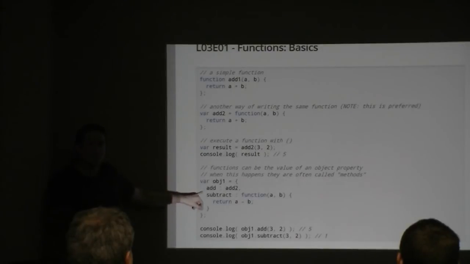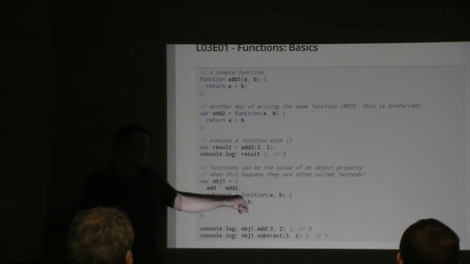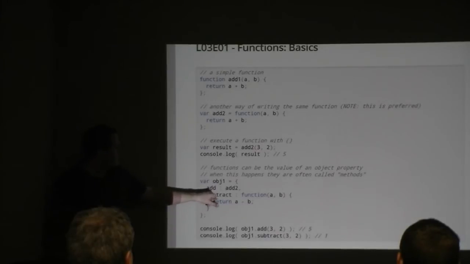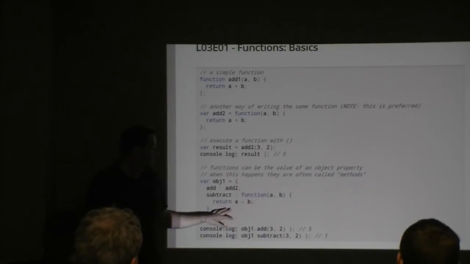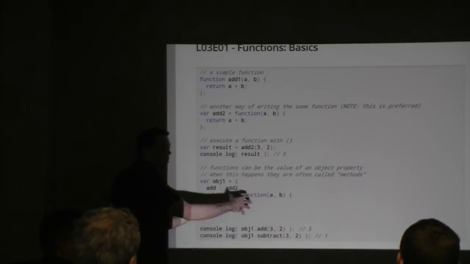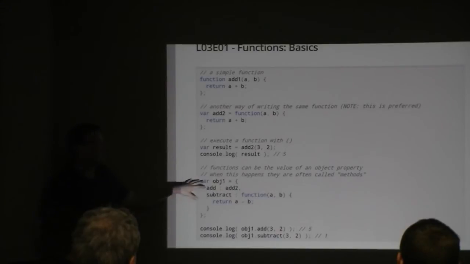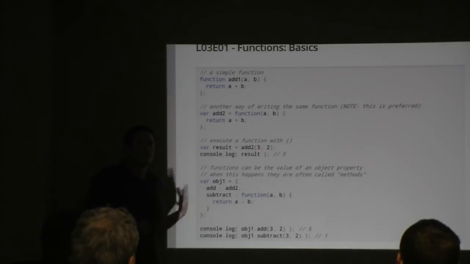Functions can be just like any expression. A function can be the value of a property. So we have an object, and add gets add2, which is this function, and then subtract gets an anonymous function right here. We're creating an anonymous function here and assigning it to the subtract property of object1. That makes sense? And then we can use this here. When you create an object that's got functions in it, you call these methods. Don't let the syntax confuse you. It's still an object with a property, and the value of that property is a function. But you just say method because it makes sense, right? Like object1.add, that makes sense.